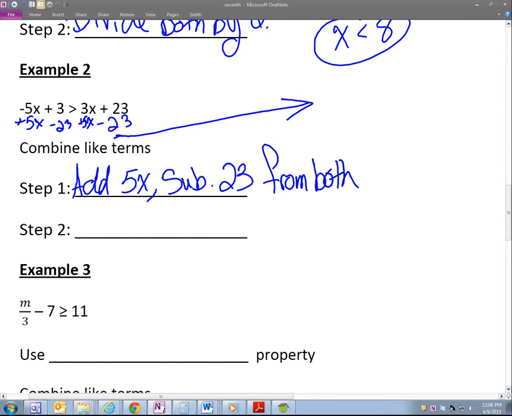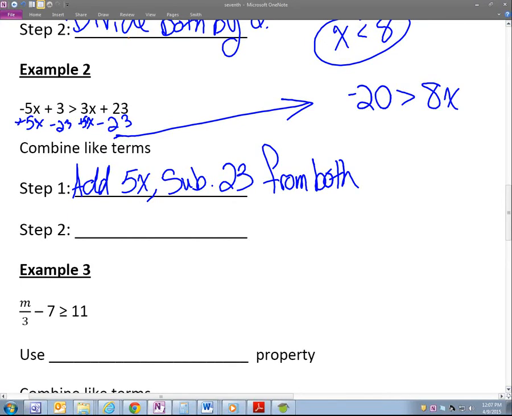So after that step, that gives me 0x minus 20 is greater than 3x plus 5x equals 8x, and 23 minus 23 is 0. So that's where I sit. So my next step is going to be... I have -20 is greater than 8x.